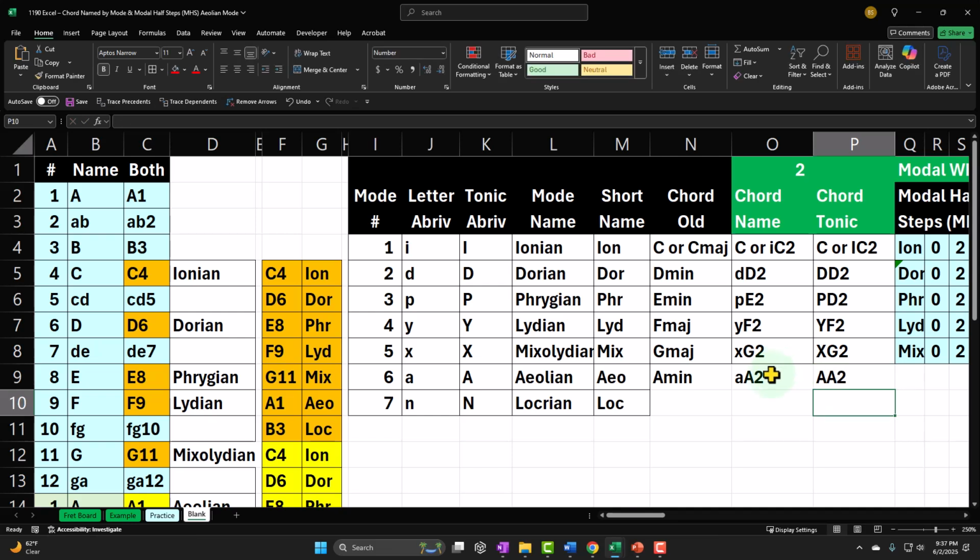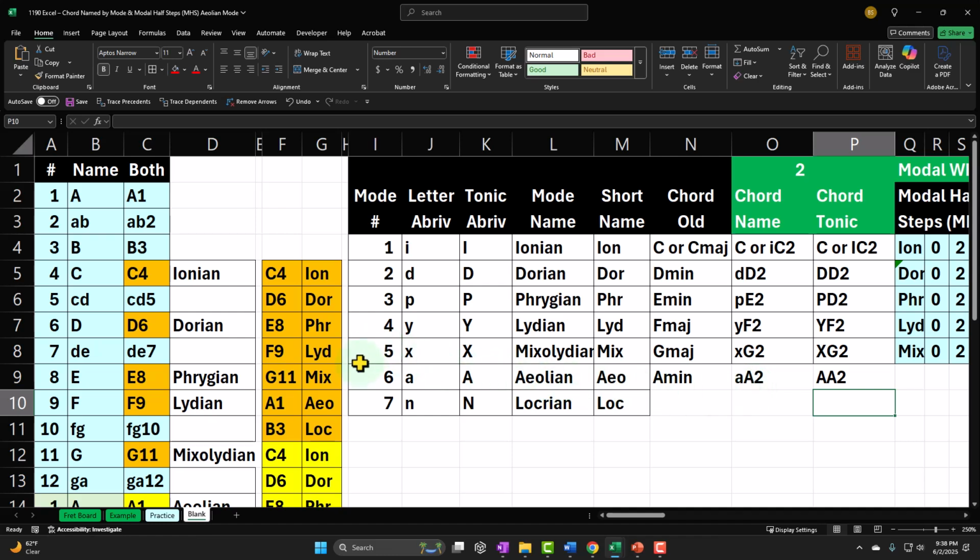So what does that mean? The A is the root. It's an Aeolian mode, which would be a minor, same shape as A minor, but it's in the Aeolian place in the master shape and the big shape on the diatonic scale. And we go 2 modal whole steps up from that root. So it's a 3-note chord.